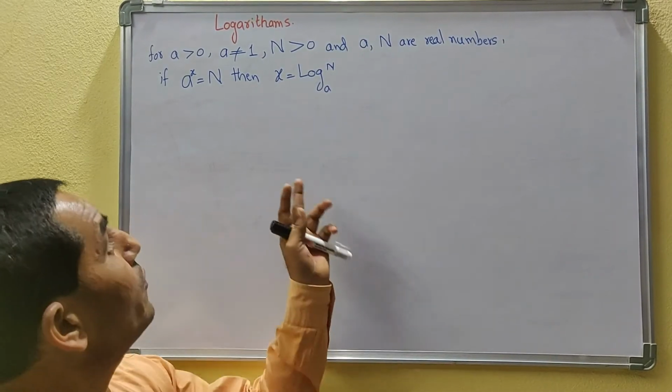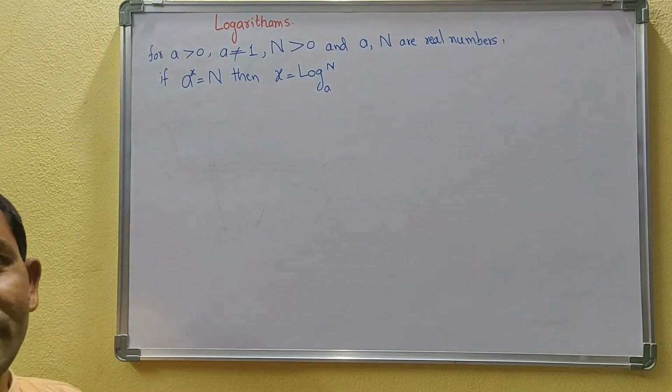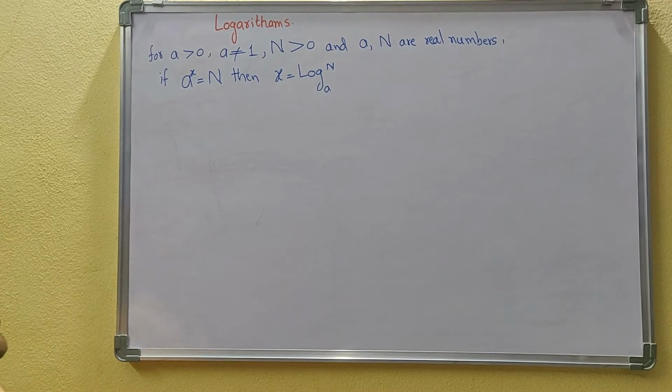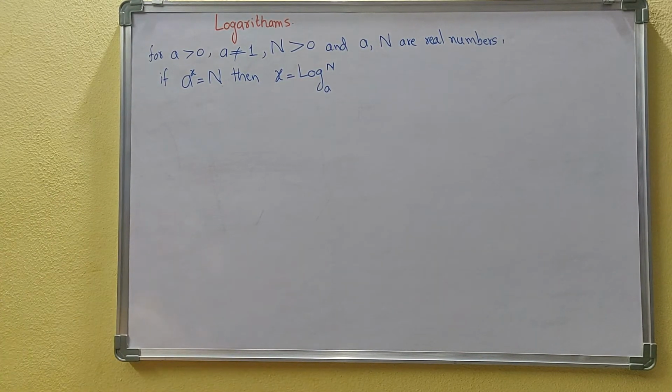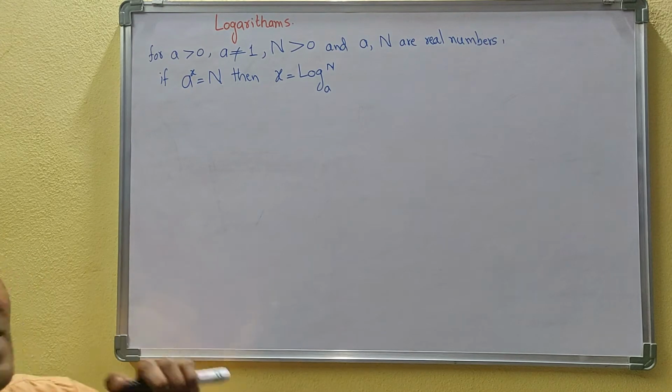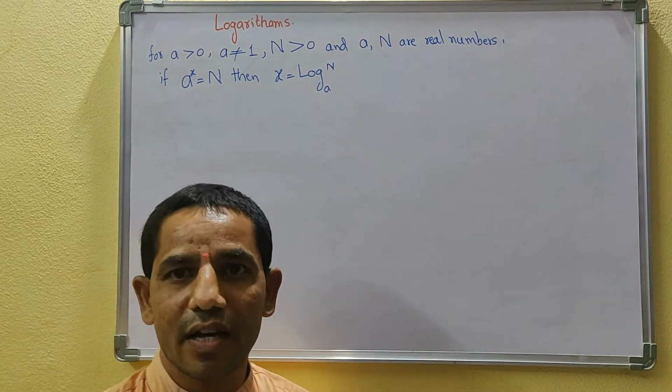Okay, next to continue, very important: the logarithm definition. For a greater than 0, a not equal to 1, n greater than 0, and a, n are real numbers, if a to the power of x is equal to n, then x is equal to log n to the base a.